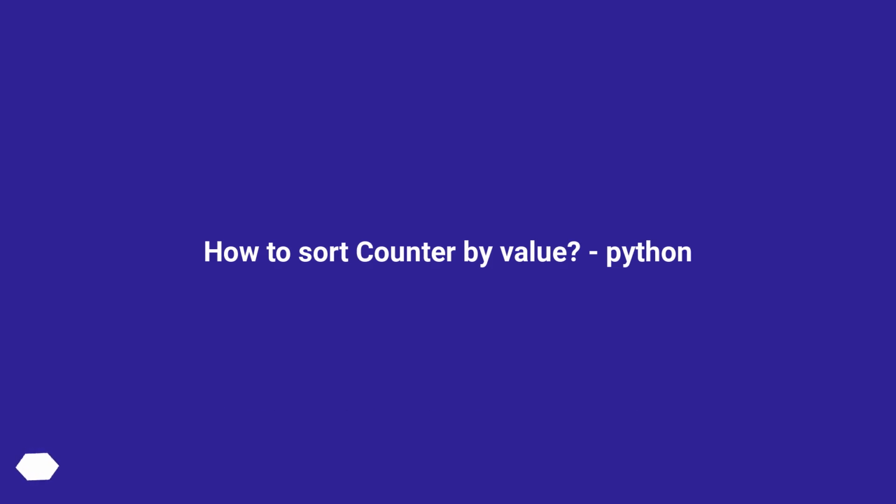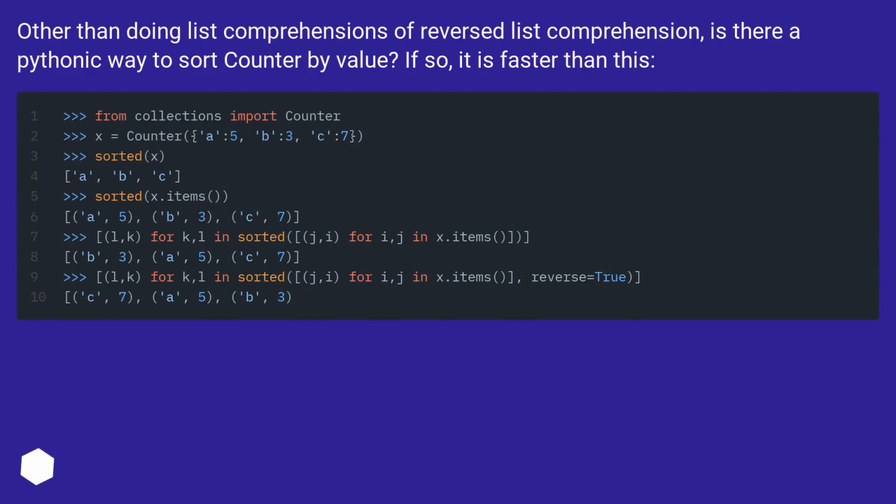How to sort counter by value? Python. Other than doing list comprehensions or reversed list comprehension, is there a Pythonic way to sort counter by value? If so, is it faster than this?